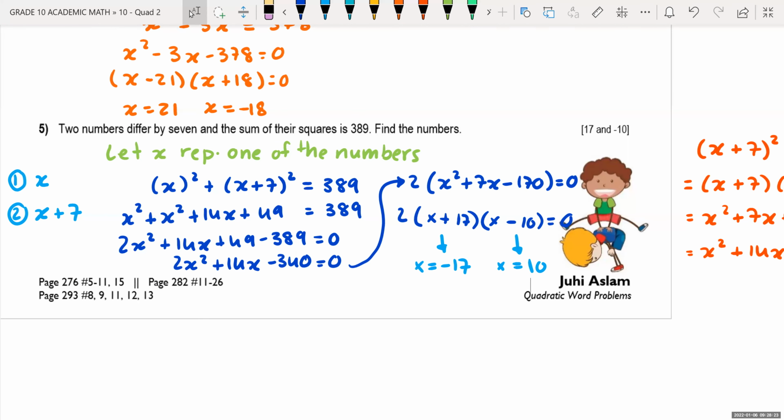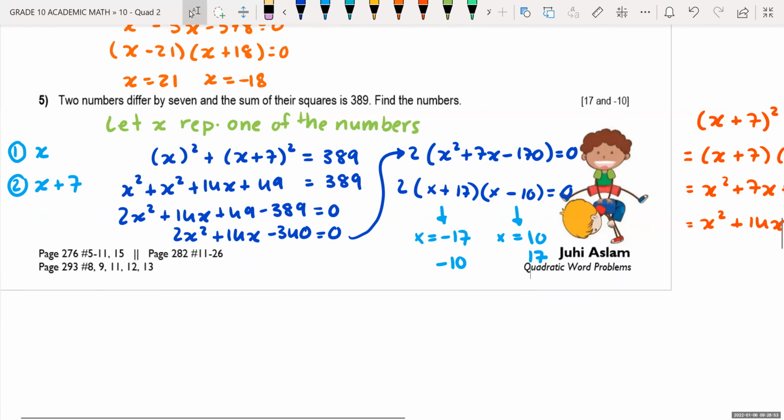For my second number, I'm just going to be adding 7 to both of them. So if x is negative 17, I'm going to say negative 17 plus 7 is negative 10. So my second number is going to be negative 10. And for my second scenario, if x is equal to 10, my next number is going to be 17. So I think my numbers are either 10 and 17 or negative 10 and negative 17. But I can't be sure until I check my work.